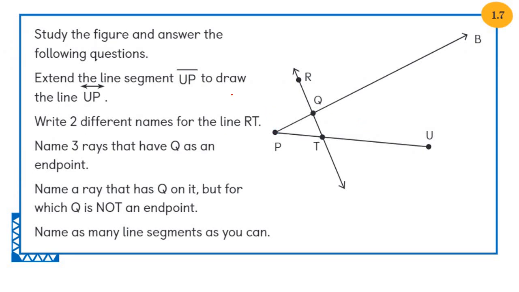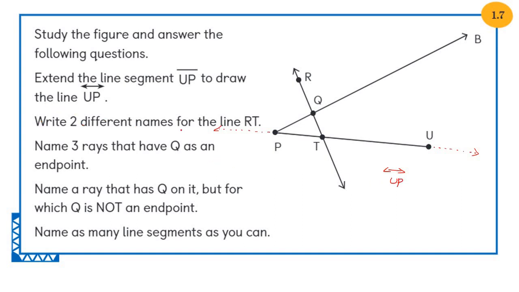Look at this, children. Study the figure carefully and answer the following questions. Extend the line segment UP to draw the line UP. There is a line segment UP. Find out where the line segment UP is. Yes, here is the line segment UP. You have to extend this line segment on both sides to draw the line UP. If we extend like this, we get line UP. This is line UP.